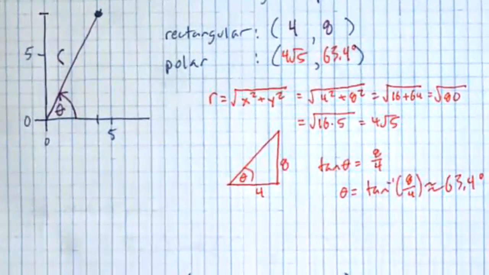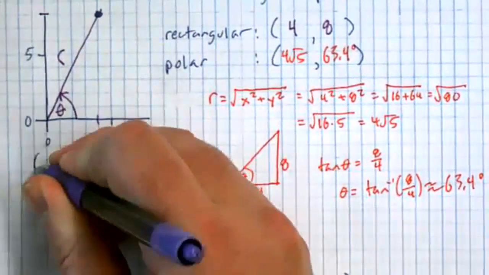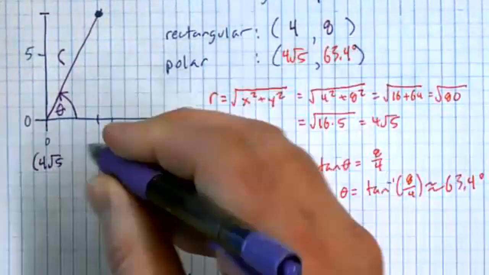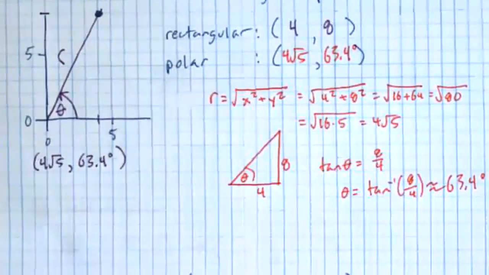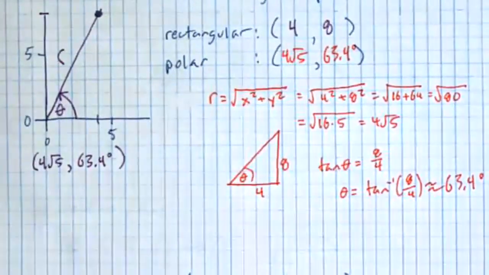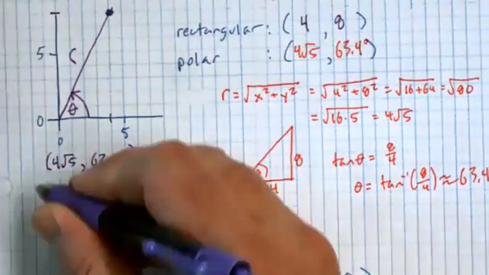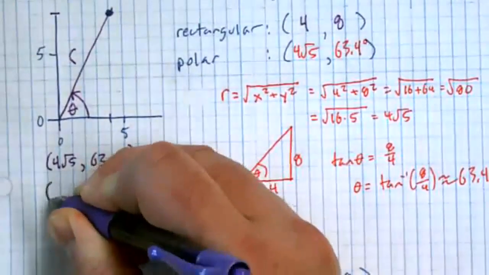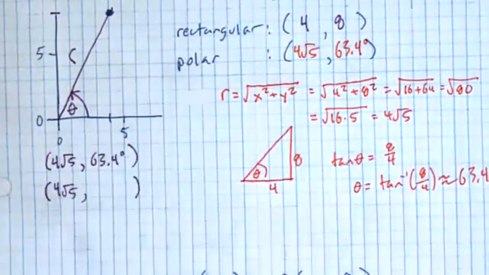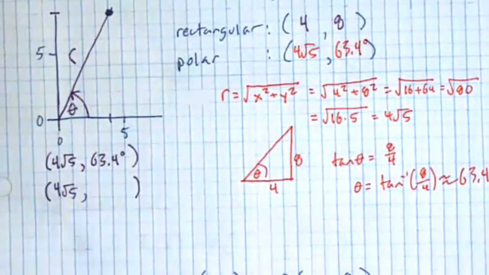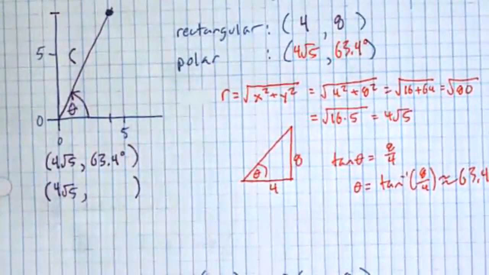I'm going to rewrite this down here. 4 root 5 comma 63.4 degrees. That is one way that we could name that point, but it's not the only way. Think about coterminal angles and see if you can come up with another name for that same point. I'll give you a hint. It's still going to have a 4 root 5 in it, but the angle is going to look a little bit different. We could do it in radians. Let's stick with degrees though, just to keep things simple.